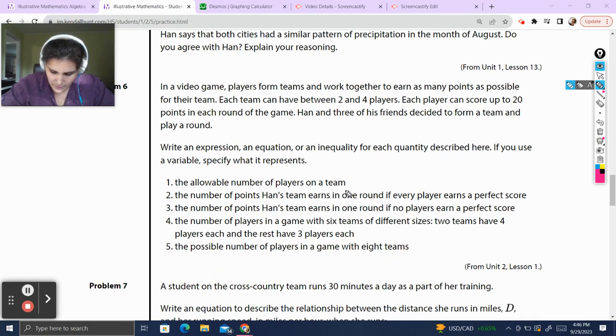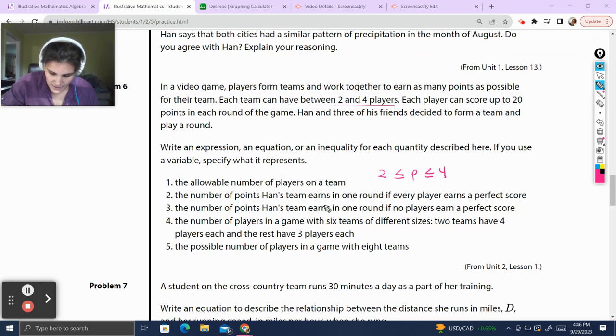The allowable number of players in the team. Well, each team can have between 2 and 4. So we're going to say 2 is less than or equal to P, because you're allowed to have 2, where P is the number of players, less than or equal to 4. When I read statements like this, I like saying P is in between 2 and 4, and it can be equal to 2 and 4. So thinking about it like that is easier than saying 2 is less than or equal to P, which is less than or equal to 4. P is in between 2 and 4 and is allowed to be equal to 2 and 4.